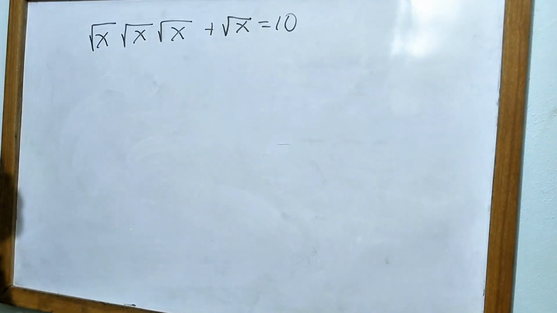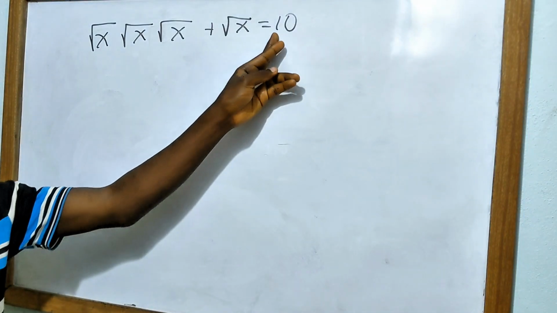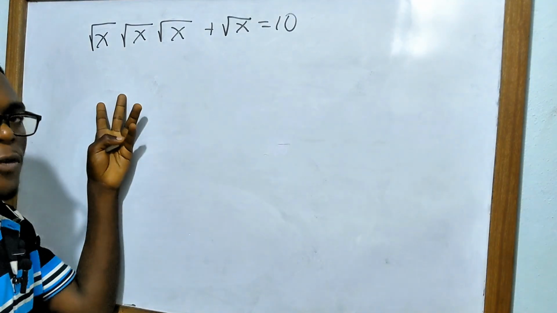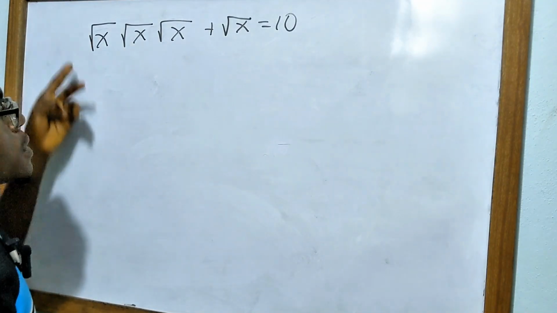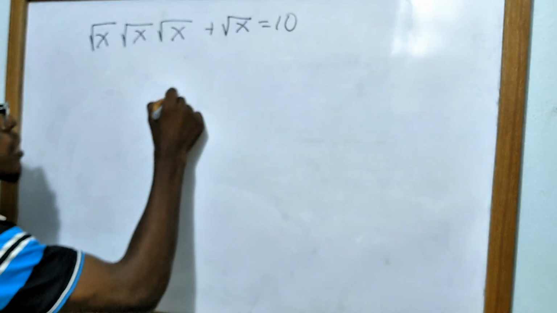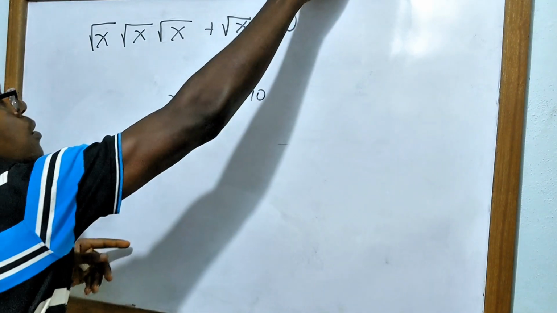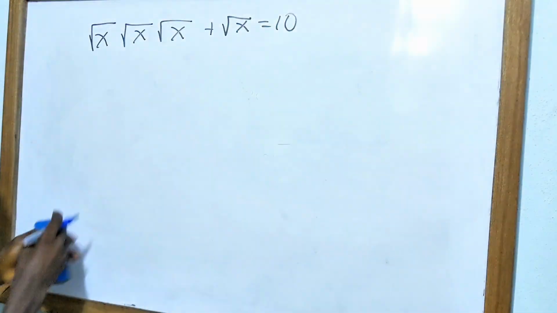Okay guys, we're having this other question, like square root of x times x is equals to 10. How can we solve this? This question is just similar to the question I've just been seeing. It's not that difficult, because it's just like x cubed plus x equals to 10. It's just similar. Okay, in this case then we are going to solve it.